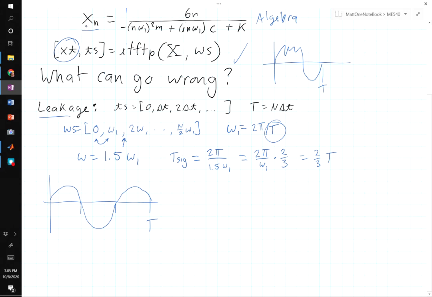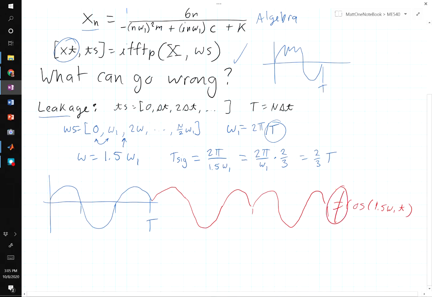Now this looks okay at first, but then remember, we're assuming this is periodic, so the FFT is going to replicate this afterwards. And if we replicate it again, now this signal is very different from just a cosine of 1.5 omega 1 t. This is not at all like a cosine function. So the Fourier series expansion of this will be very different.